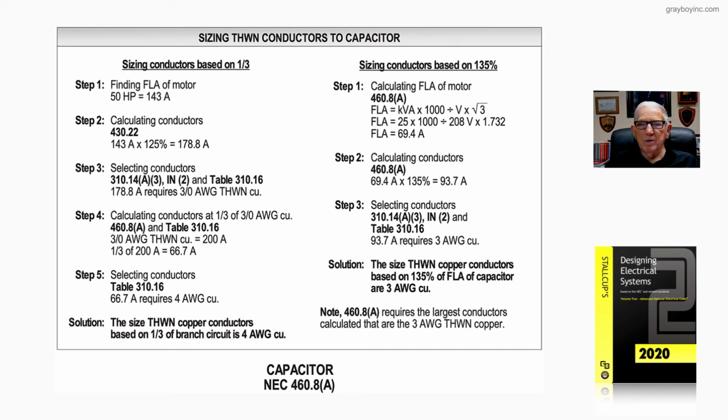Where the 135% rule produces the largest conductor. So, as the note points out, 460.8(A) requires the largest conductors calculated. So that would be a number 3, THW and copper conductor. So we would use those size conductors from the controller to the capacitor. And we have completed the two-step calculation procedure. And we find number 3 is the largest conductor. So that's what this illustration 18-56 is pointing out.